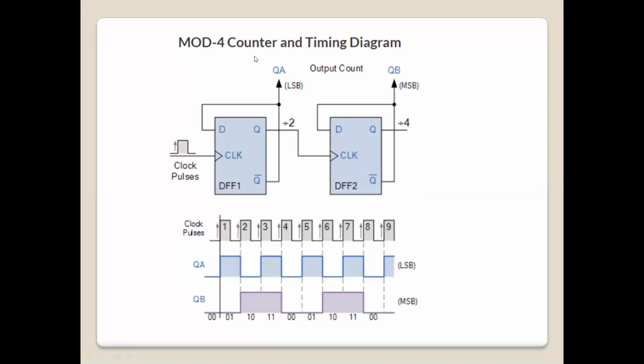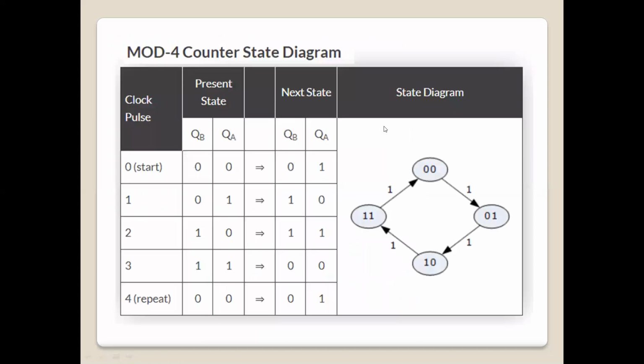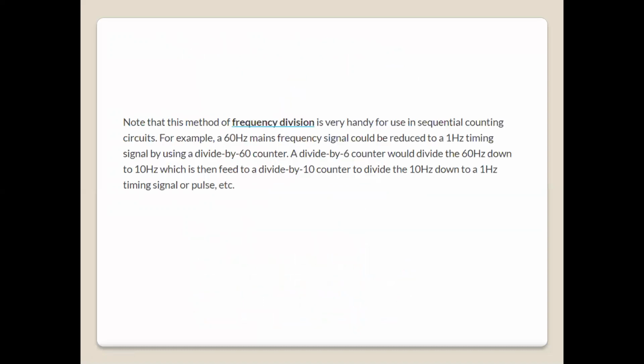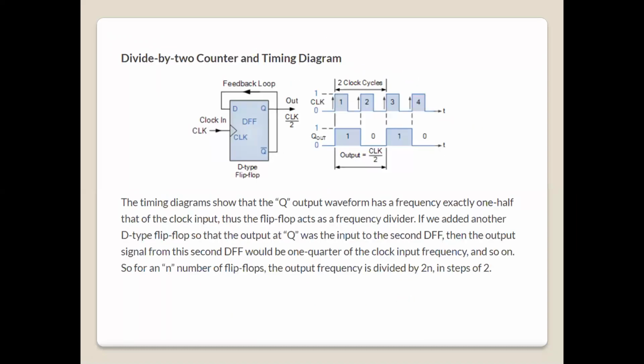This is a mode 4 counter. Mode 4 counter means 4 states. It's a 2-bit counter, which means 4 states. That is 00, 01, 10, 11. These are the 4 states. Mode 12 counter means 12 states. Mode 16 counter means 16 states. Mode 8 counter means 8 states. That is the modulus of a counter.